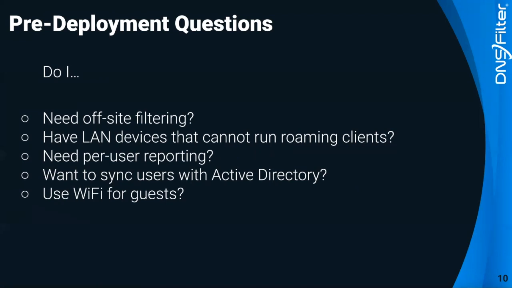The second question is, do I have LAN devices that cannot run roaming clients? So think IoT devices, other devices which don't run a major operating system like Windows or Mac, but you would like to filter those devices. So in this case, you could run a network bulk filter if you only needed one policy, or if you needed more granularity, you could use the relay to filter based on specific IPs or subnet ranges. So you'd be looking at the relay in that case.